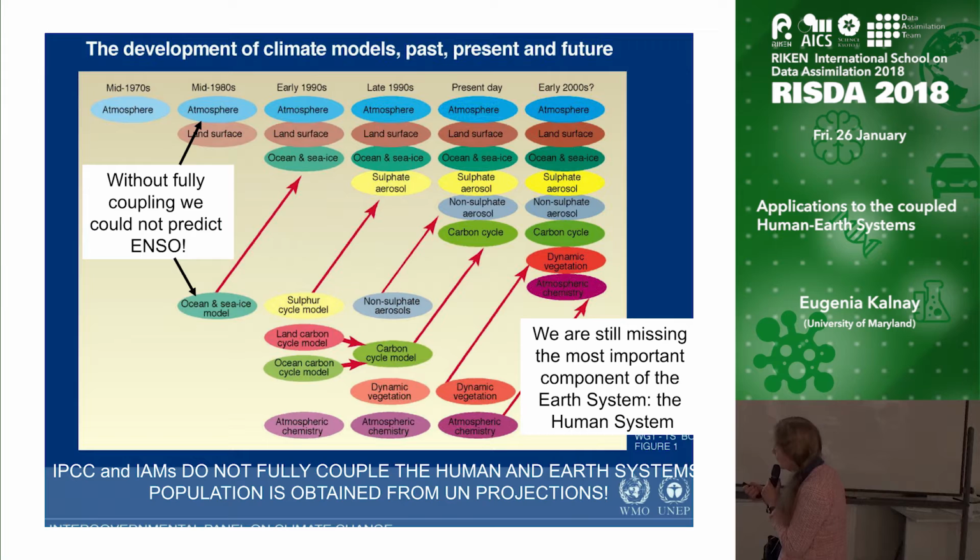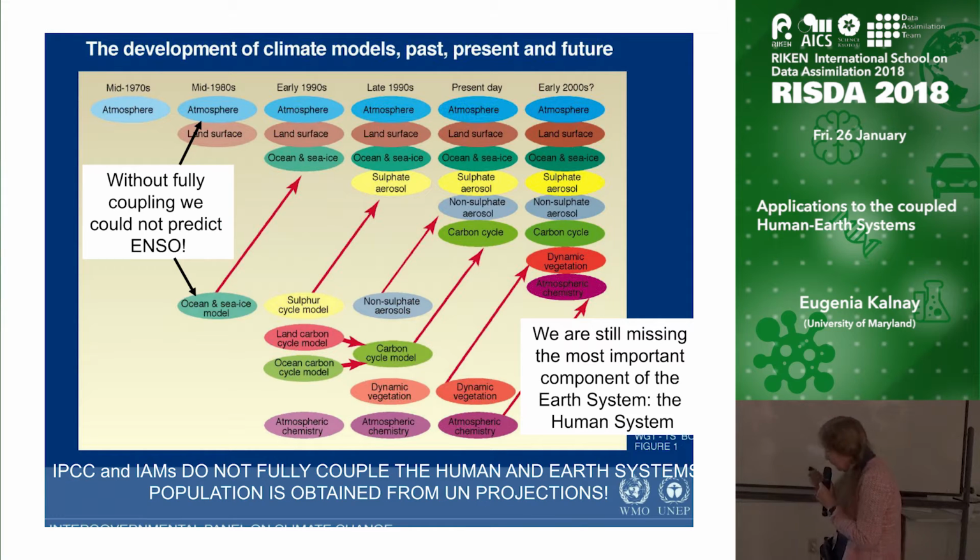For example, the climate models were atmospheric models. And then in the mid-80s, we coupled with land surface, and in the mid-90s, we added the ocean, and sea ice, and so on. And it was very, very important to couple the atmosphere and the ocean, for example, because when we didn't couple the atmosphere and the ocean, we could not predict El Niño and southern oscillation.